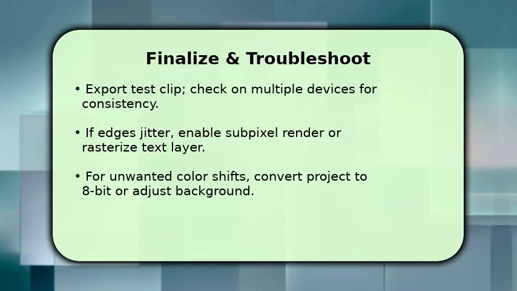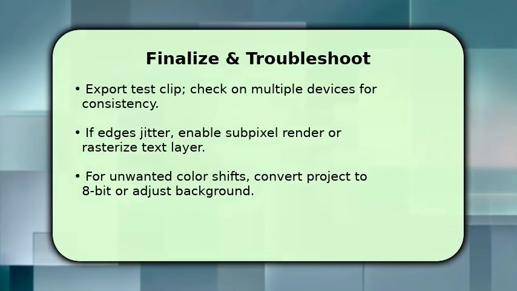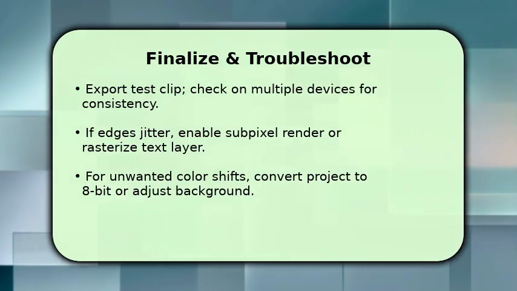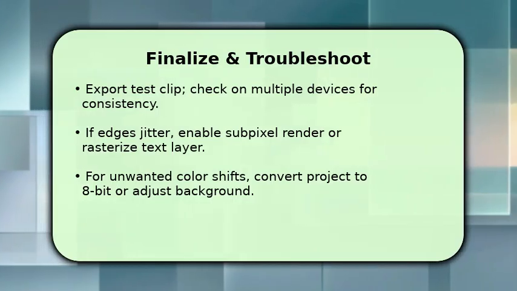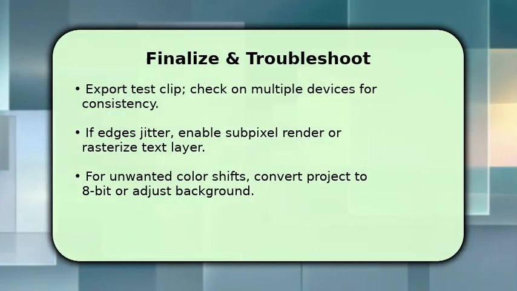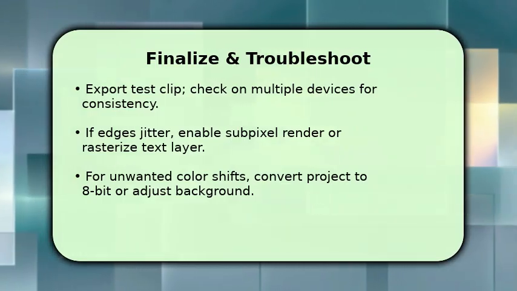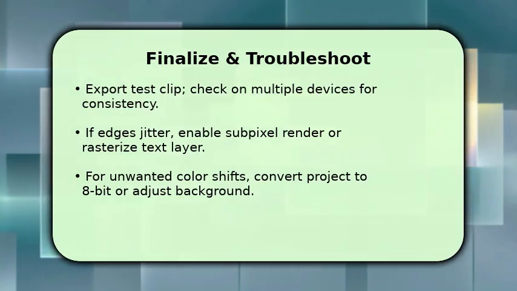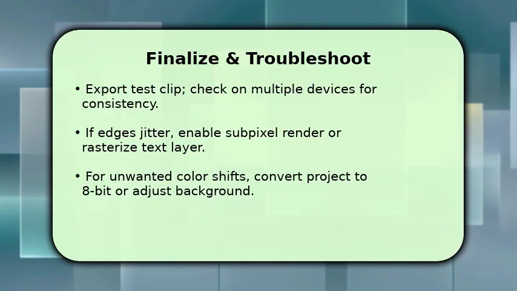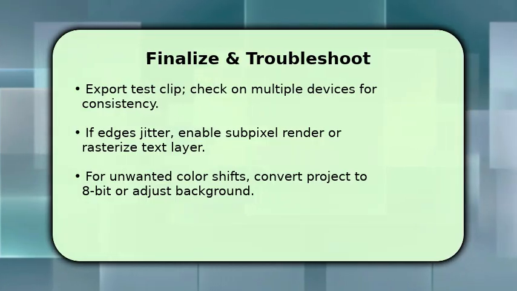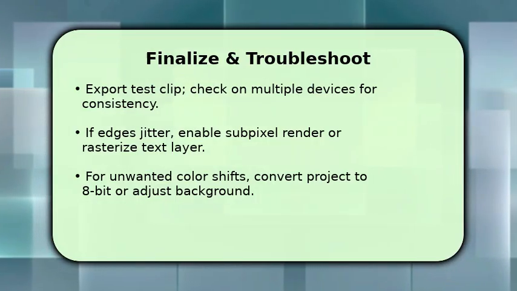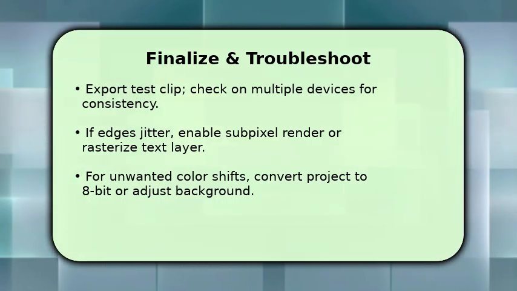If you notice jagged edges or jitter, enable subpixel rendering, rasterize the text layer, or increase render quality. These steps stabilize edges. For unexpected color shifts, try switching the project bit depth or tweak the background color. Difference reacts to scene colors. If nothing fixes it, revert adjustments one at a time until you isolate the change that breaks the inversion.